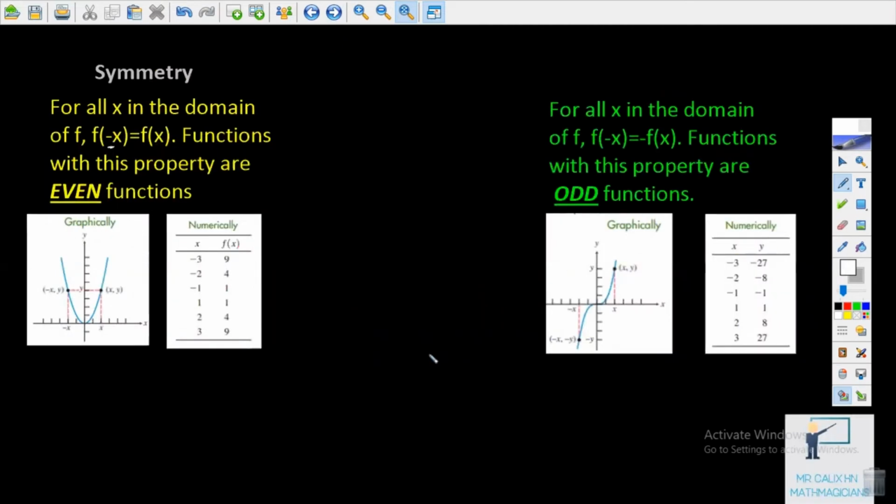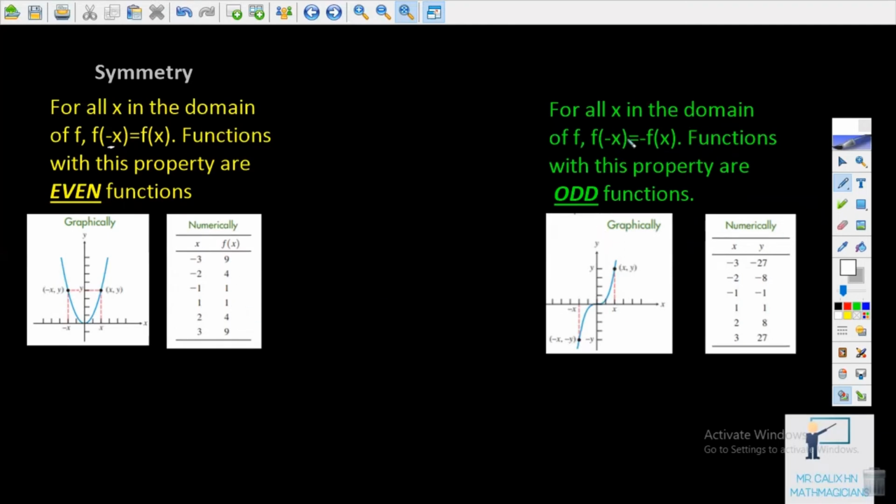Okay, it says for all x in the domain, if you substitute a negative sign inside the x, and it gives you the same answer as the function, it is called an even function. The examples look like these graphs. The graphs look the same on both sides of the x. Then you have the numerical part. The numerical part indicates that when you substitute the values of x that you choose, they will have the same numbers as answers.